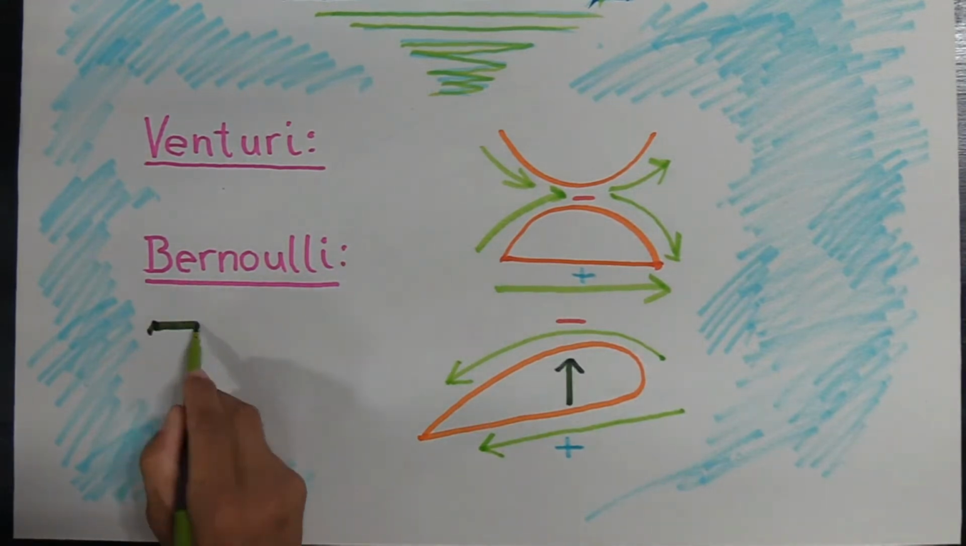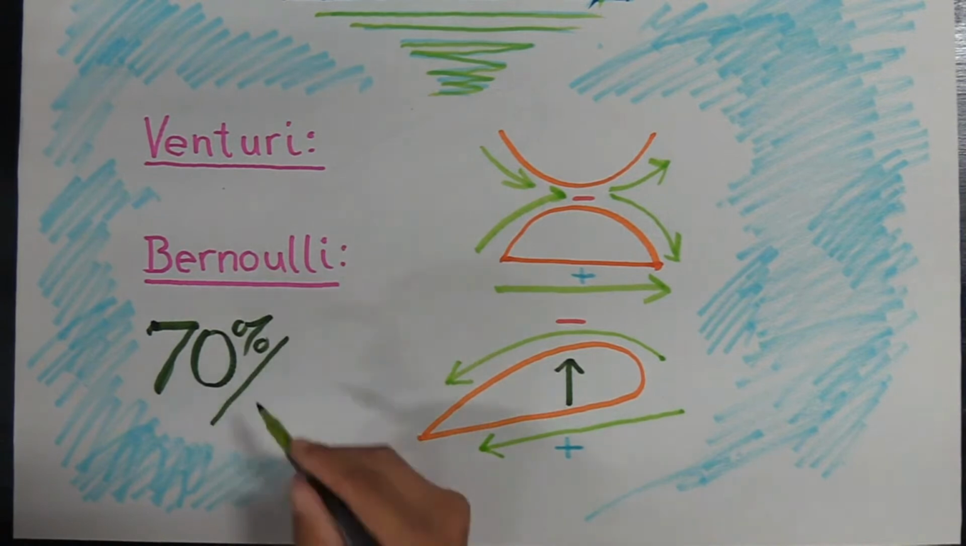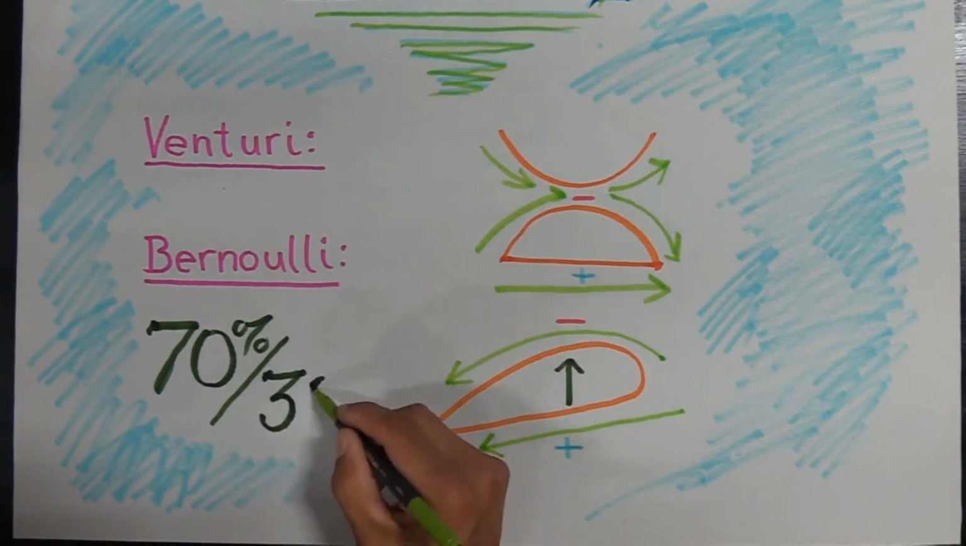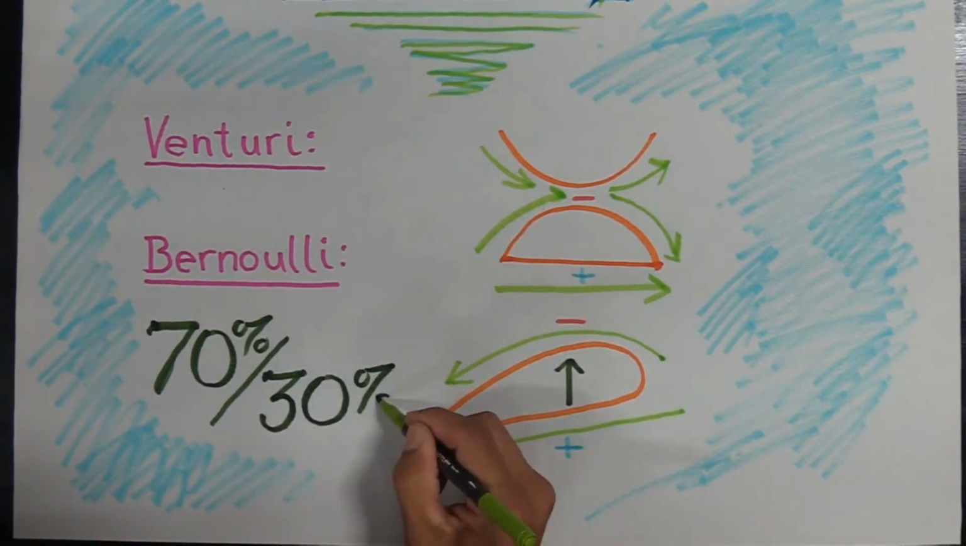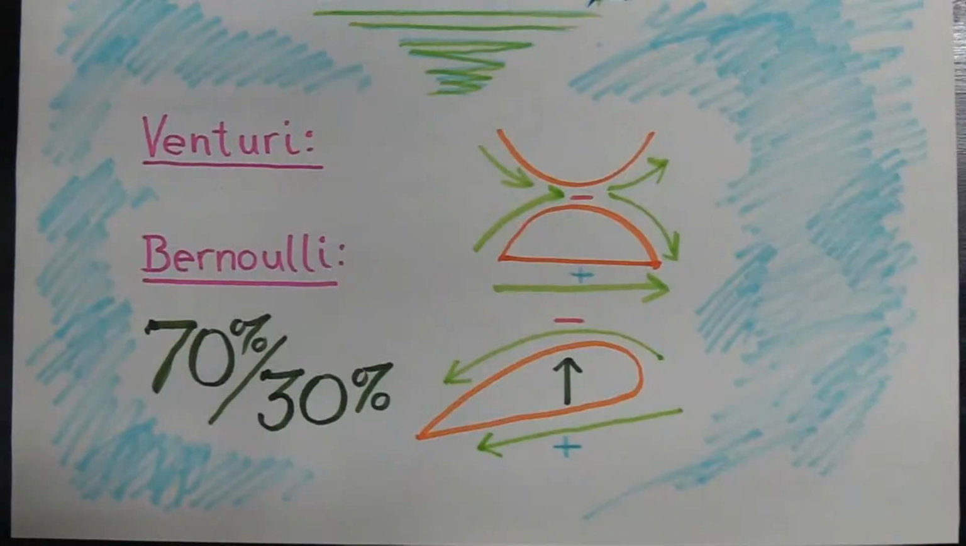Now, it depends on the situation and what book you read, but approximately we get about 70% of our lift from this. The other 30% we get just from Newton's third law, which means every action has an equal and opposite reaction. We are taking air and we are deflecting it downward. Air has mass, it weighs something.